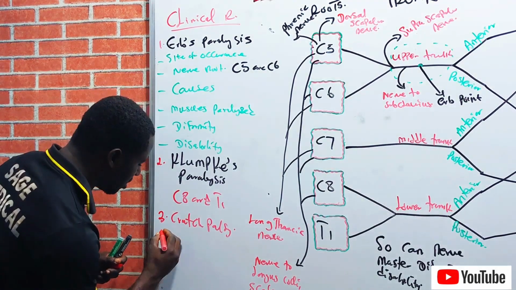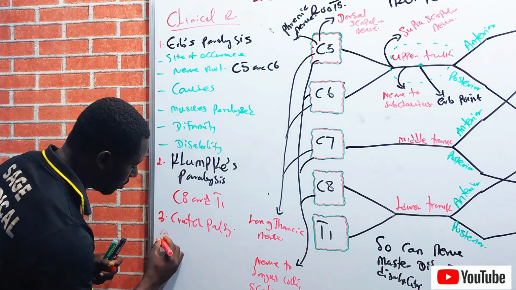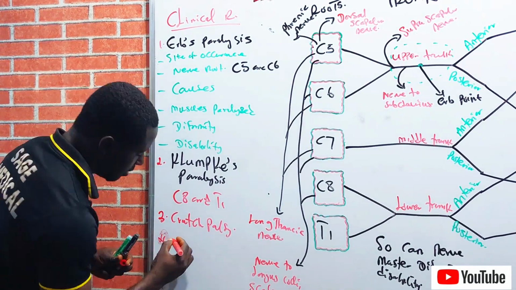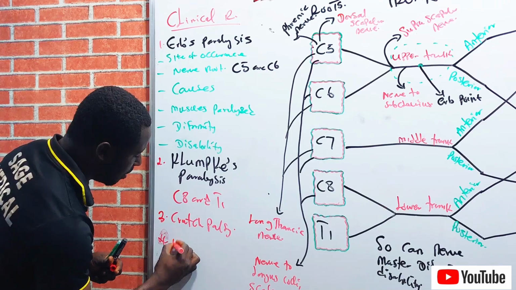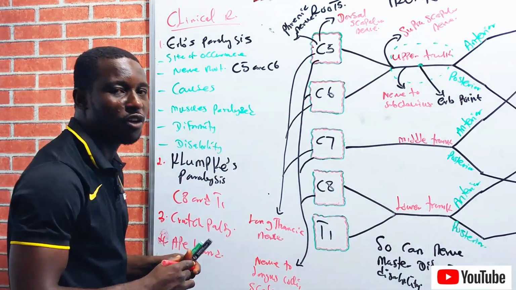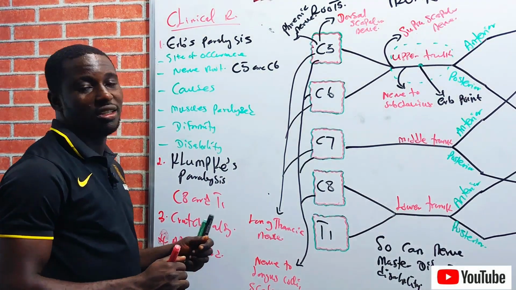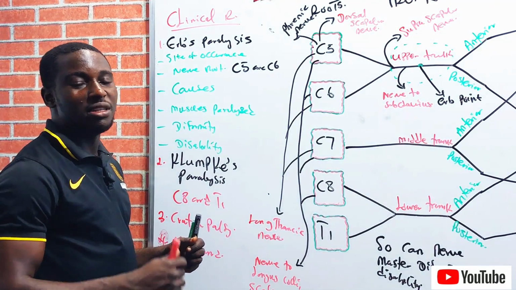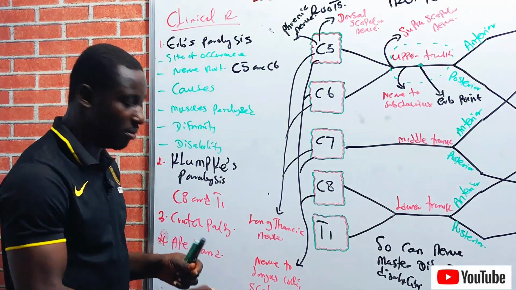The next one we will be discussing is hip hand. Hip hand can be called hand of benediction. It is the lesion of the median nerve that results in the hand of benediction deformity.